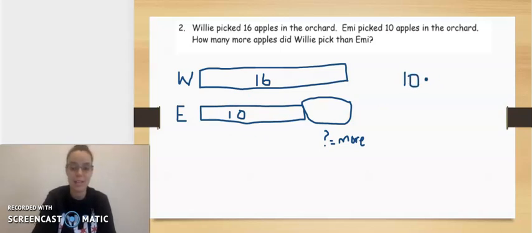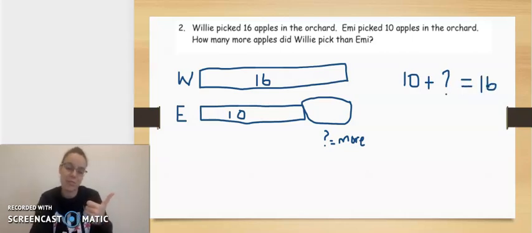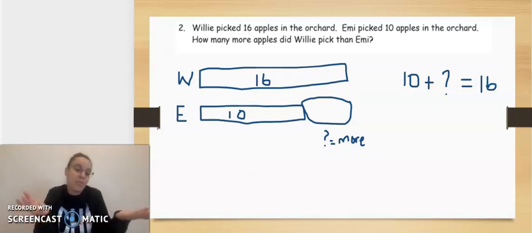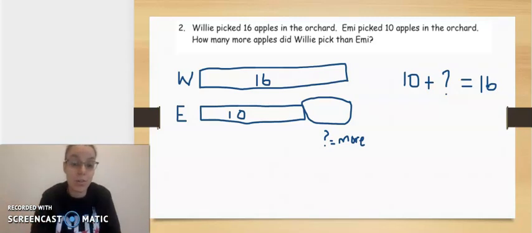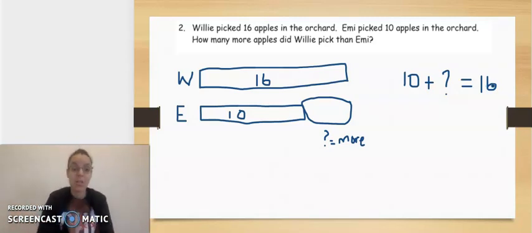Yeah, 10 plus, we don't know this number yet, equals 16. Last time I subtracted, this time I'm counting on. That's okay. If you want to subtract, you can go ahead and do that too. If you wrote 16 minus 10 equals question mark, that's right also. Remember, there's two different ways to solve it.